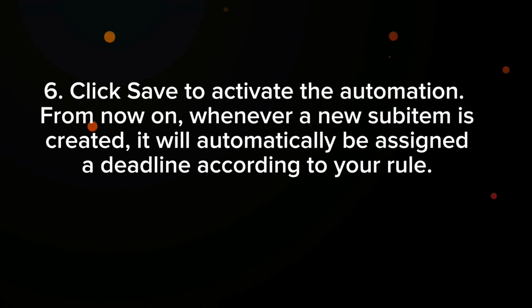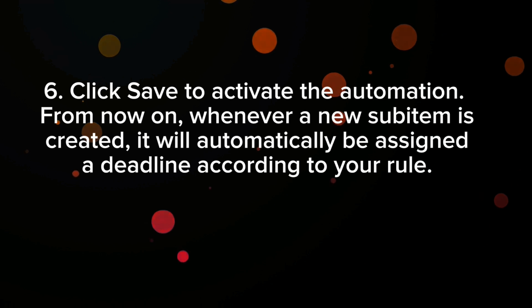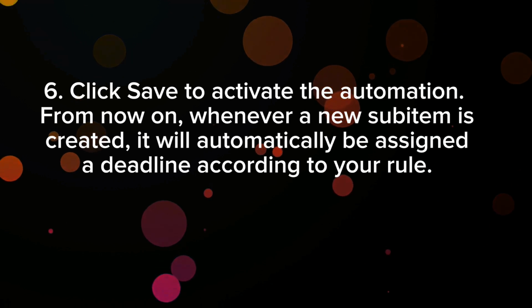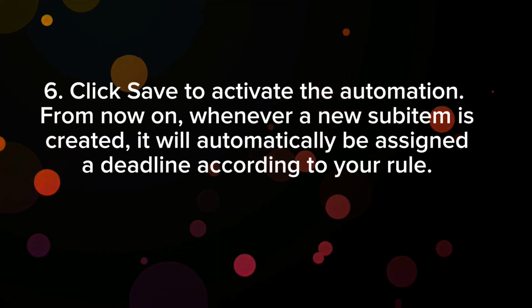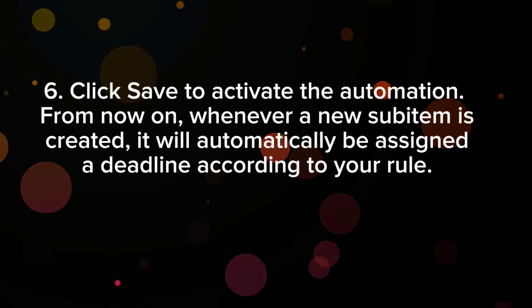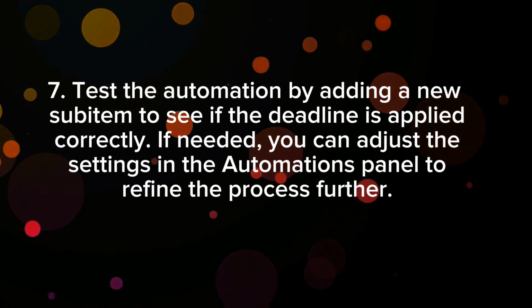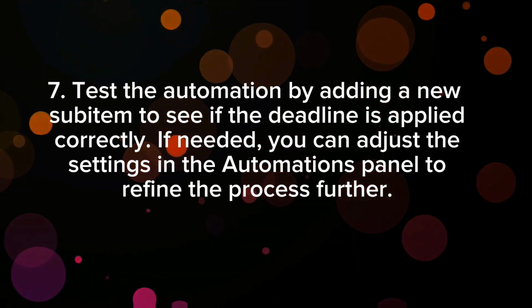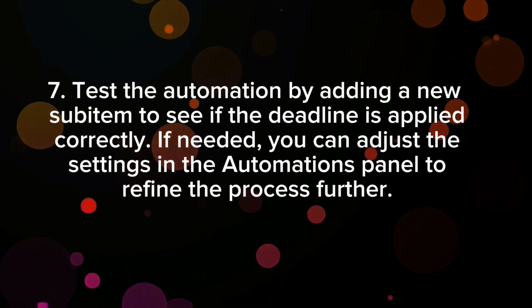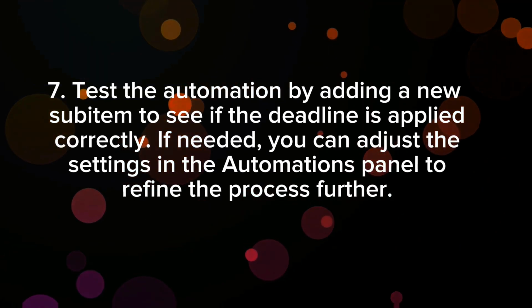6. Click Save to activate the automation. From now on, whenever a new Subitem is created, it will automatically be assigned a deadline according to your rule. 7. Test the automation by adding a new Subitem to see if the deadline is applied correctly. If needed, you can adjust the settings in the Automations panel to refine the process further.